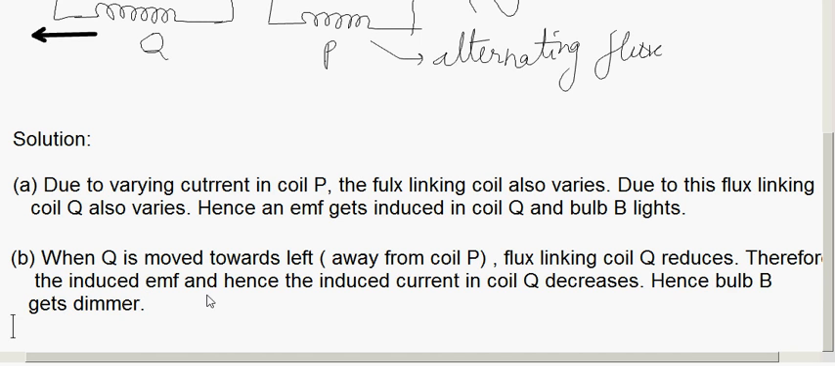When Q is moved towards left, the flux linking Q reduces, and hence the induced EMF and hence the induced current reduces, and in turn the intensity of the bulb reduces, or the bulb B gets dimmer. Hope you understood these two problems.